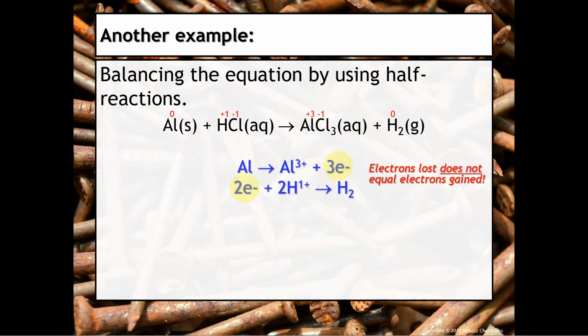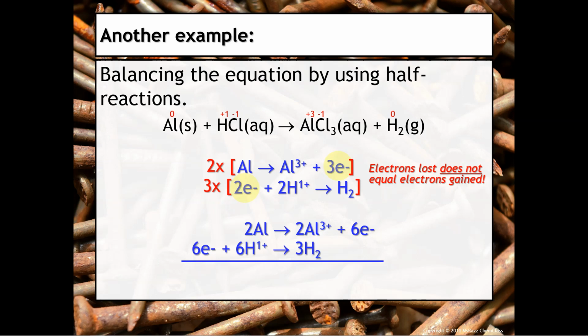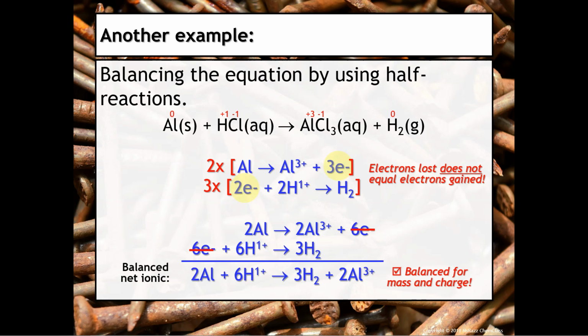So the common number that both 3 and 2 go into would be 6. So that means they're going to multiply the half reaction at the top by 2 in order to get 6 electrons. And then the bottom half reaction is going to be multiplied by 3 in order to get 6 electrons. And this will ensure that electrons lost equals electrons gained. So now when I rewrite each half reaction, I then can cancel out my electrons. And then my balanced net ionic equation still incorporates the use of being balanced for mass and charge, right? You can add it up yourself. You can very clearly see that we're balanced for mass, we're balanced for charge, and this is our balanced net ionic equation.